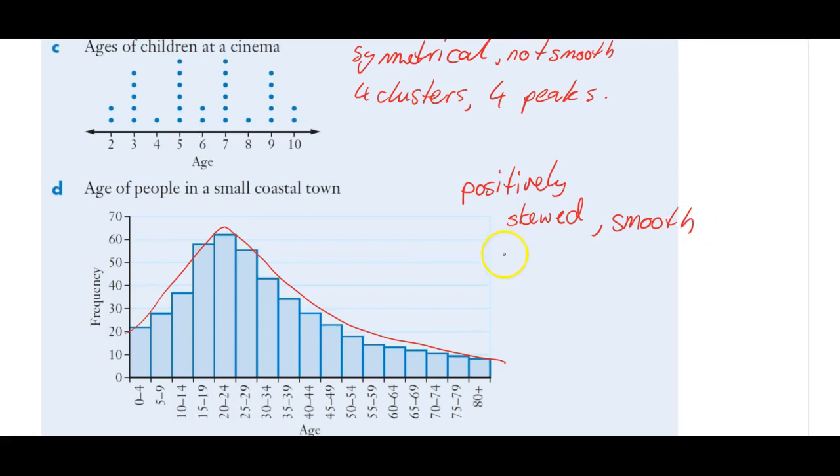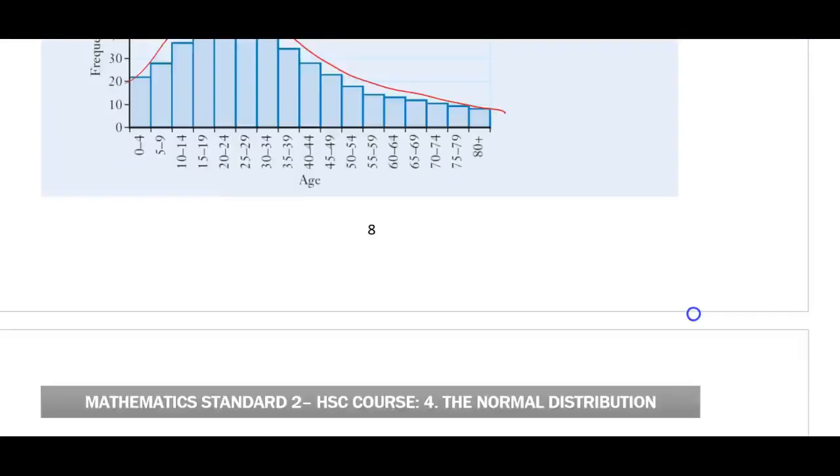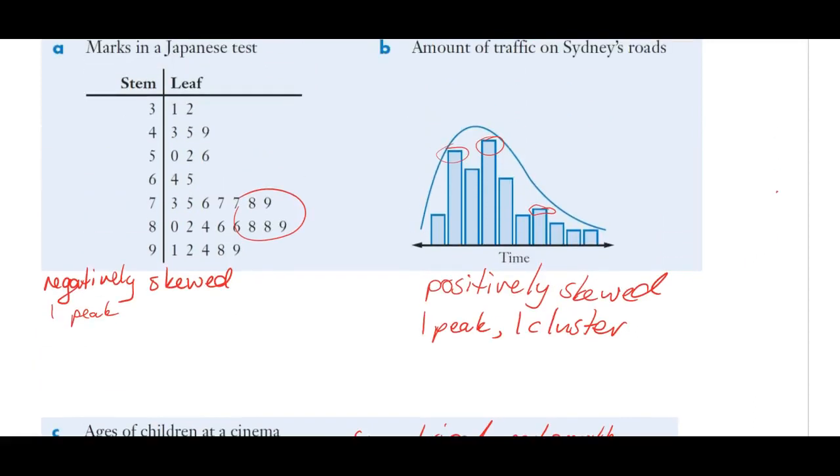We have just 1, do we say 1 cluster? Really, we want to use the term clusters when we have more than 1. Okay, but we can say 1 cluster, 1 peak. Okay. Wonderful, and I think that's it, righto? That is the shape of a distribution.